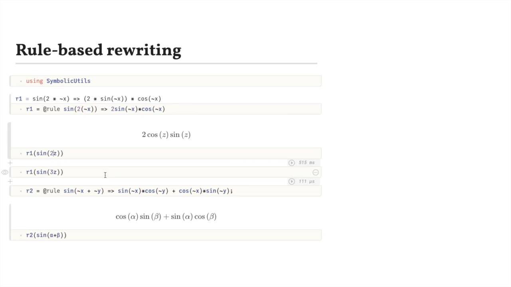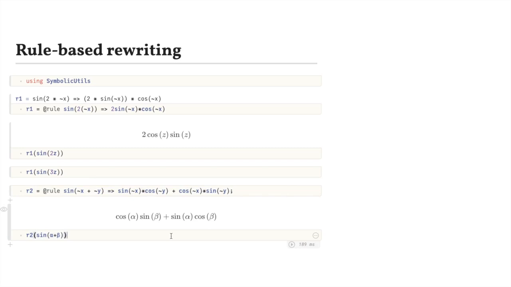However, if you try to match sine of 3z with this rule, it just returns nothing, which denotes that the pattern did not match the given expression. Here's another rule, and its application on sine of alpha plus beta.